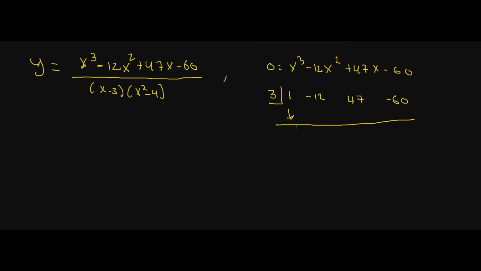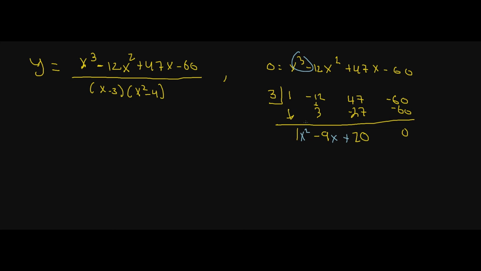Okay, well, we bring the 1 down. 3 times 1 is 3. We're going to add them and get negative 9. Then we get negative 27. Add these and we're going to get 20, and 3 times that is 60, so we get 0. So now we can rewrite the quotient as 1x squared minus 9x plus 20, because this was x to the third, this is going to be 1 degree less.